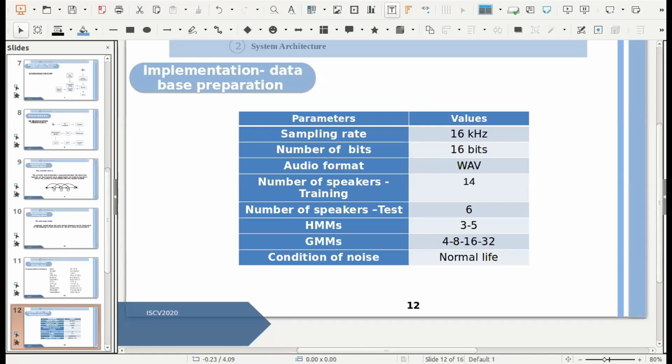My last remark: which type of HMM are you using? As you know, we have three types of HMM: discrete, continuous, and semi-continuous. The discrete. Yes, the discrete. Okay, thank you, sir.